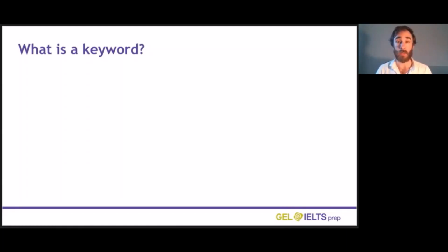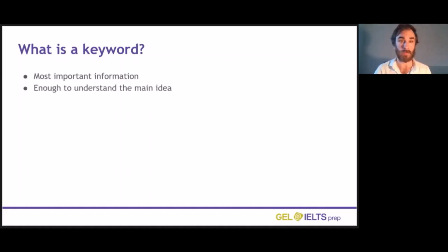To do this, one good strategy is to underline keywords in the question so you know what the main ideas are to focus on. What is a keyword? A keyword is a word which contains the most important information or the most relevant information in the sentence. Usually, keywords alone are enough to understand the main idea of the sentence.